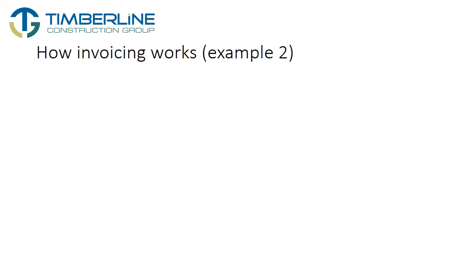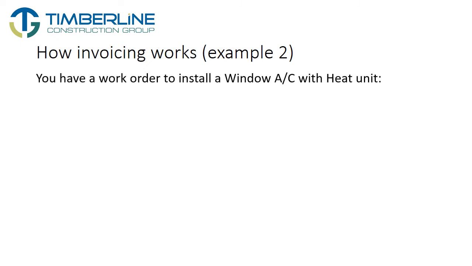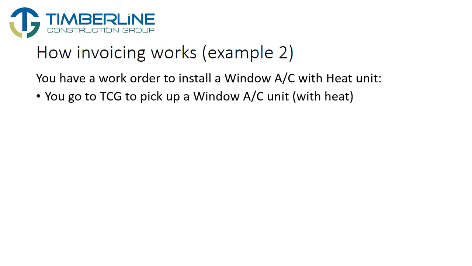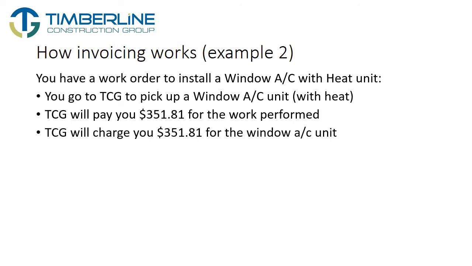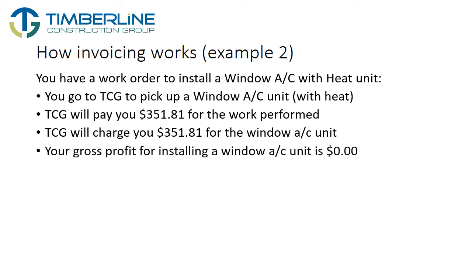Let's see a different example. You have a work order to install a window AC with heat unit. You go to Timberline to pick up a window AC unit with heat, and after the work is performed, TCG will pay you $351.81 for the actual work. But Timberline will also charge you $351.81 for the window AC unit. Your gross profit for installing a window AC unit is $0.00. And below is the formula.